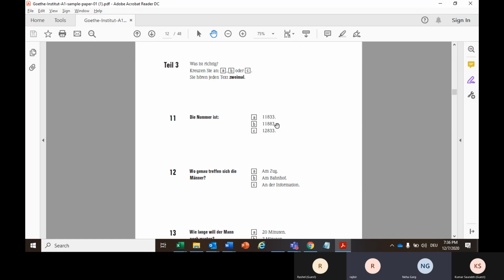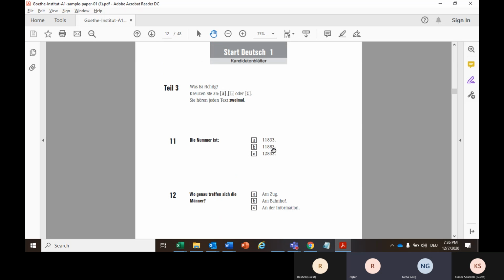For now, there would be 3 parts of listening. For A1, there will be drei Teile. For Teil 2, you will have the audio played 2 times, and for richtig oder falsch, there will be only 1 time.